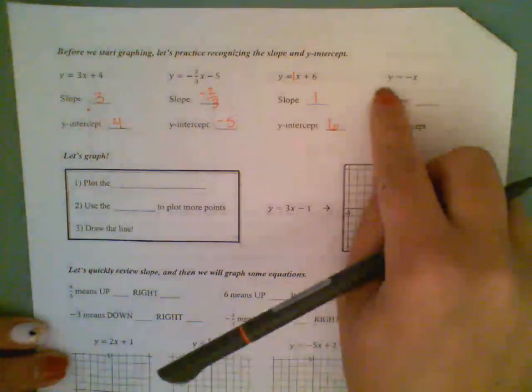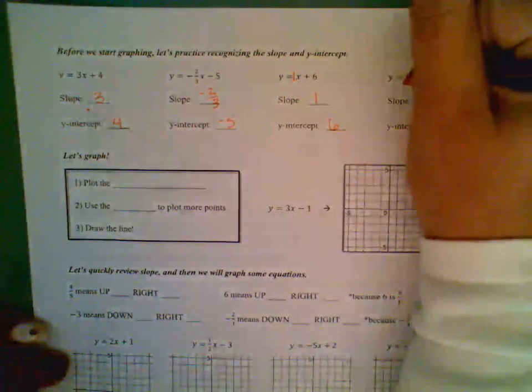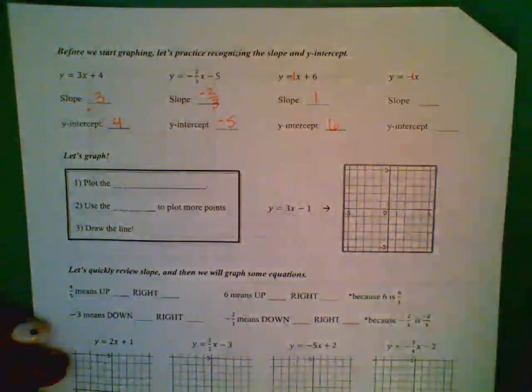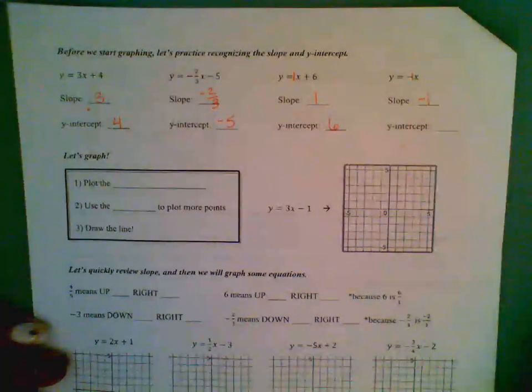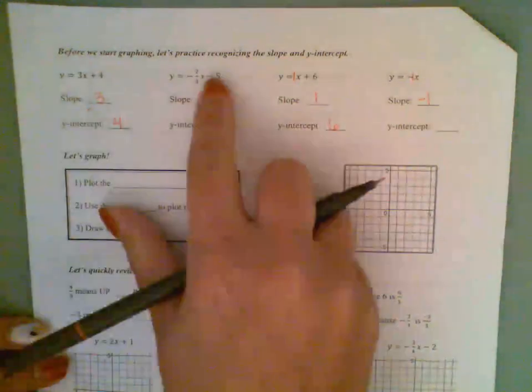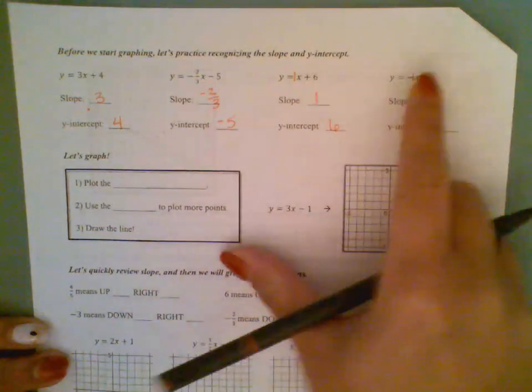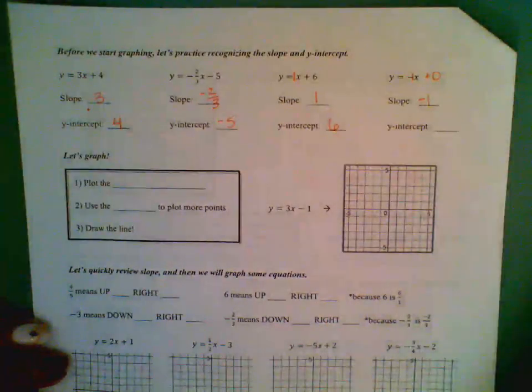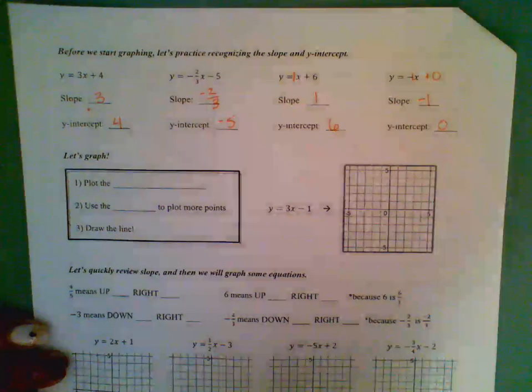Okay, so on this last equation, again, we have to put a 1 in front. So it's really a -1. But what's the y-intercept? Is there a number after the x? So all of these have a number after the x, but this one doesn't. So when there's no number, it's a +0. So your y-intercept is 0.